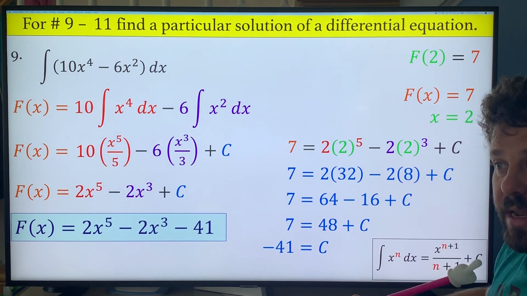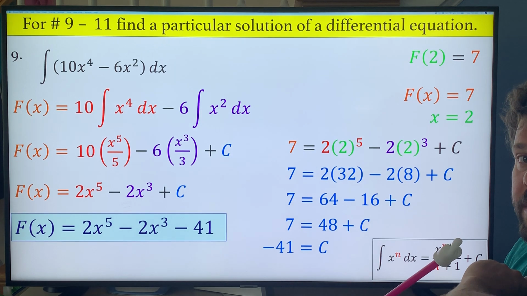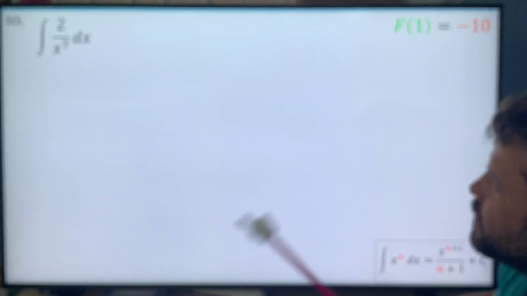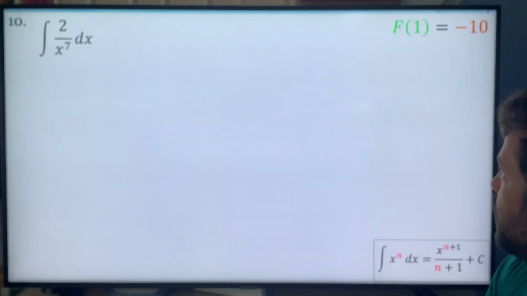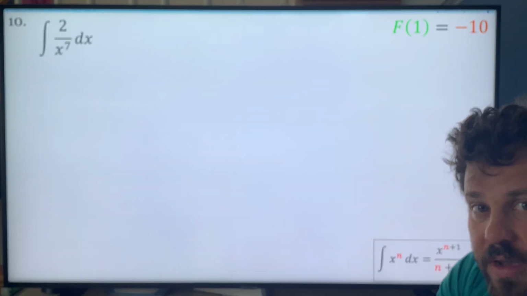See how easy that was? And I know most of you got that right. Problem 10. Go. All right, I'm sure most of you got it right. Are you excited to see if you got it?